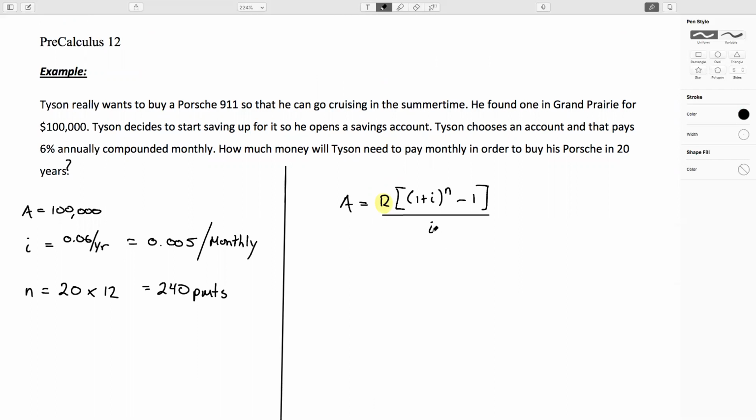So we move our numbers. We multiply by I to get rid of it. A times I equals R times (1 plus I to the n minus 1). All right, now we need to get R by itself. So we need to divide this entire term away. We can do that because it's all in brackets, fortunately. So I'm just going to say A times I divided by (1 plus I to the n minus 1) equals R.